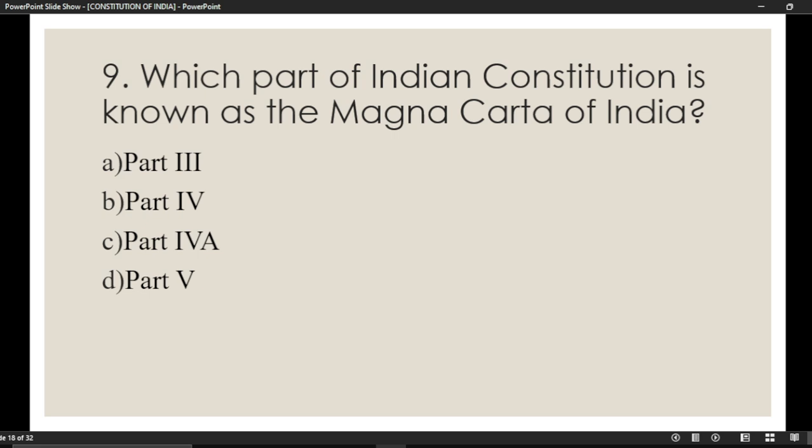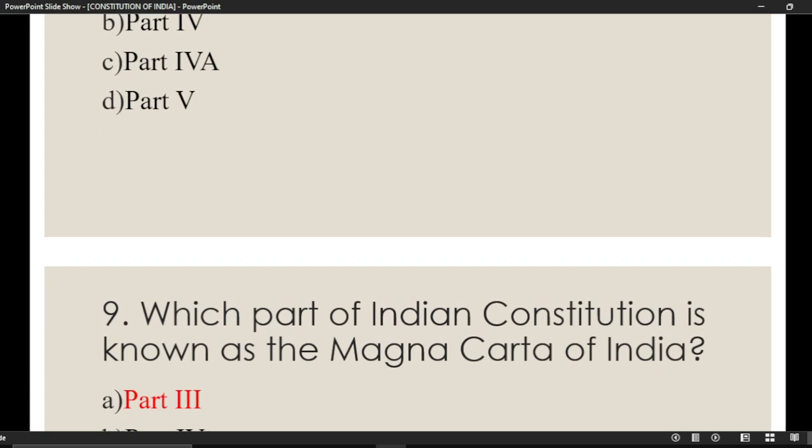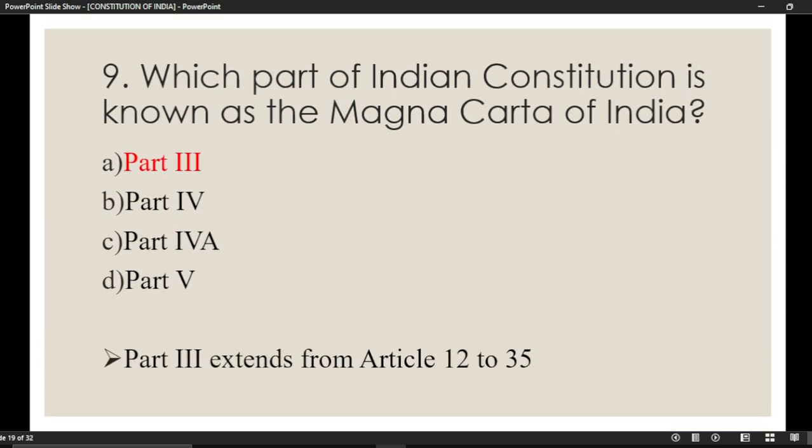Question 9. Which part of the Indian Constitution is known as the Magna Carta of India? If we talk about the Magna Carta of India, that is part 3, that means the fundamental rights. Our fundamental rights are also known as the Magna Carta of India and they extend from Article 12 to Article 35. So part 3 is the fundamental rights.